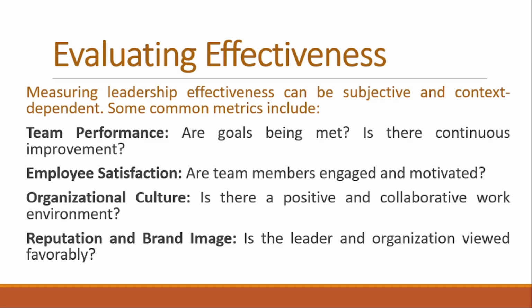But some of the common metrics that we can use to measure the effectiveness of a leader are, number one, team performance. How do you know that a leader is doing well? You can do that by looking at the team performance. Are goals being met? When an organization sets a goal and is not meeting its targets, there's no adequate collaboration within the team, there's no continuous improvement. When you see all these factors, it tells you that the leadership structure there is not effective, it's struggling, it's weak. So one of the best ways to evaluate the effectiveness of leadership is through team performance.